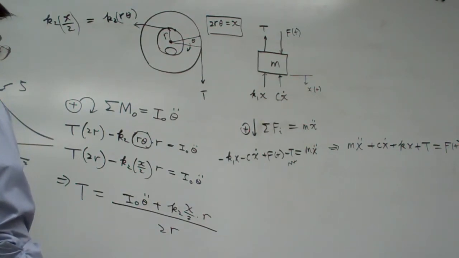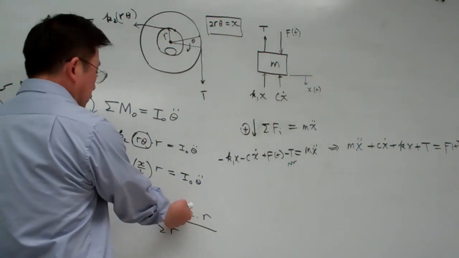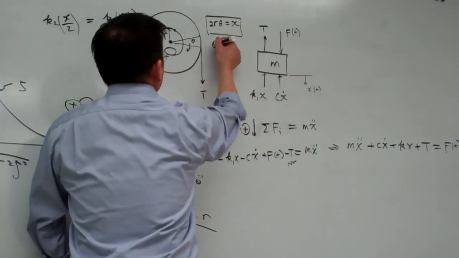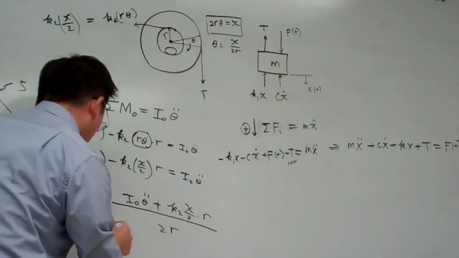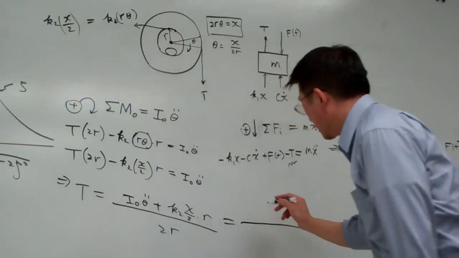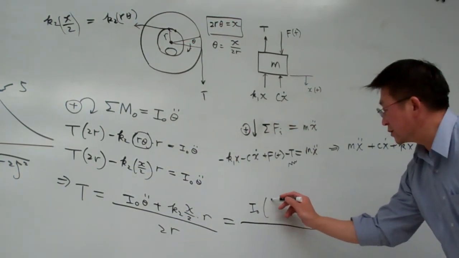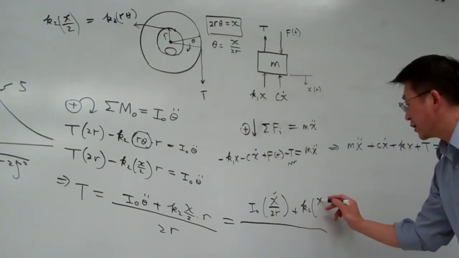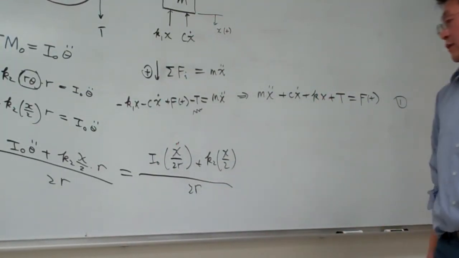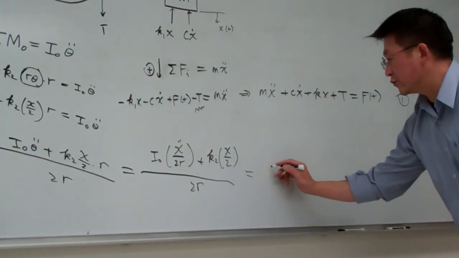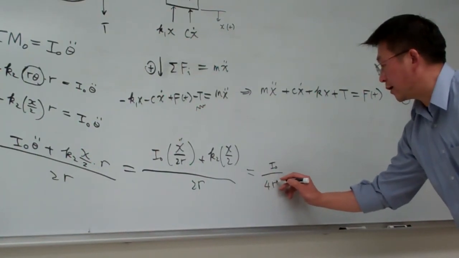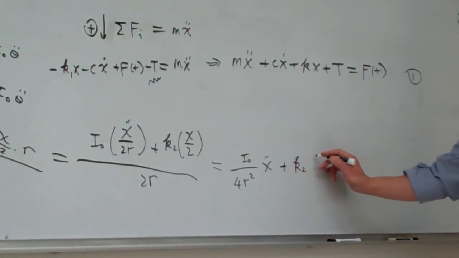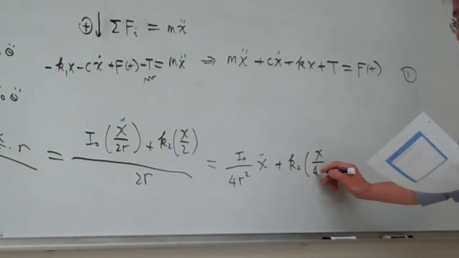And we have to do one more thing. Here, theta is related to x. We simply do one more substitution. So theta equal to x over 2r. So from here, basically this will be equal to I0 theta double dot. That means x double dot divided by 2r plus k2 times x over 2 and divided by 2r. Okay, good. So in this way, that would be equal to I0 over 4r squared times x double dot plus k2 times x over 4r.